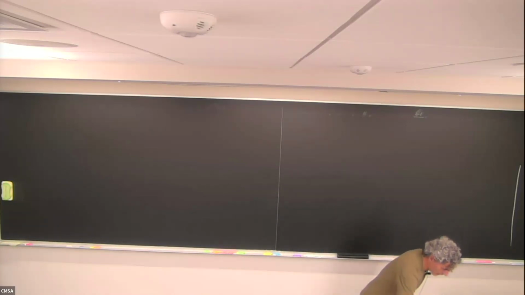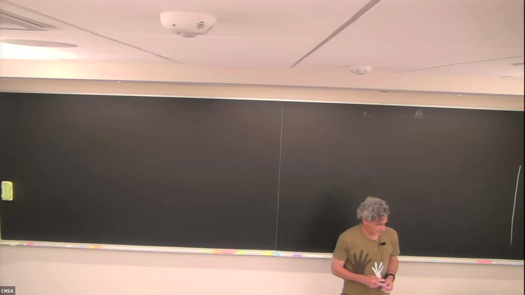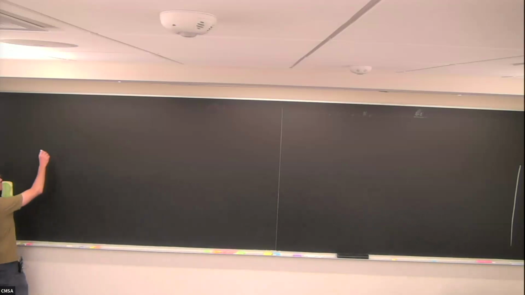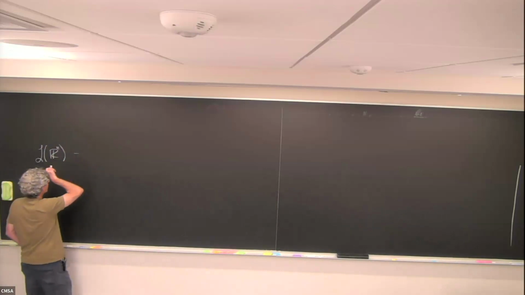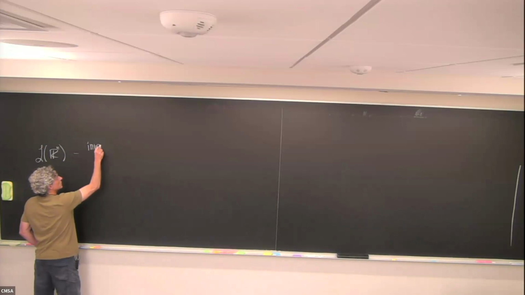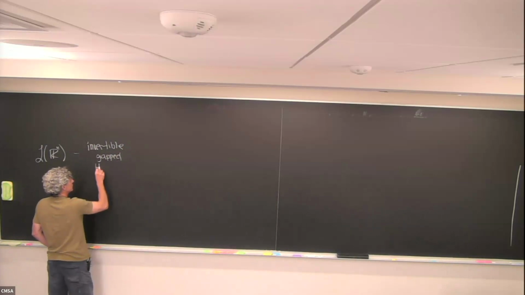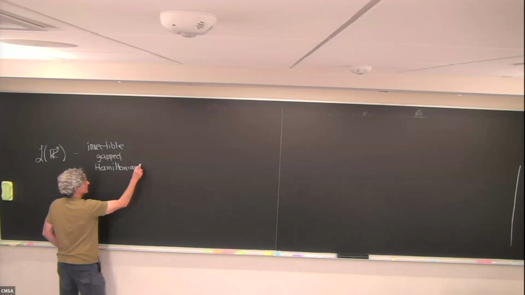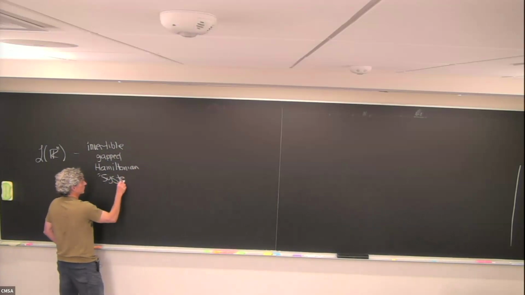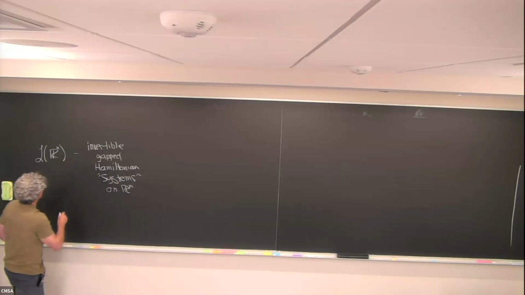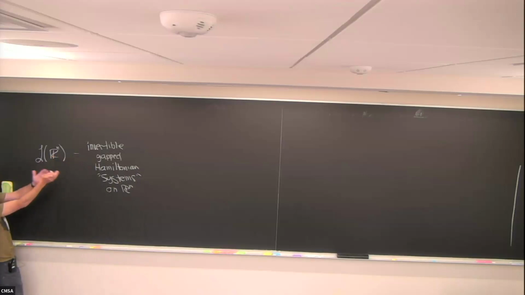Let me remind you where I got last time. I want to change my indexing a little bit so it conforms with what Alexei is doing. Last time I introduced this thing called L of R^n, which was some space of invertible gapped Hamiltonian lattice models, I'll just say systems, on R^n. And Alexei wrote this as S^n, comma, base point.